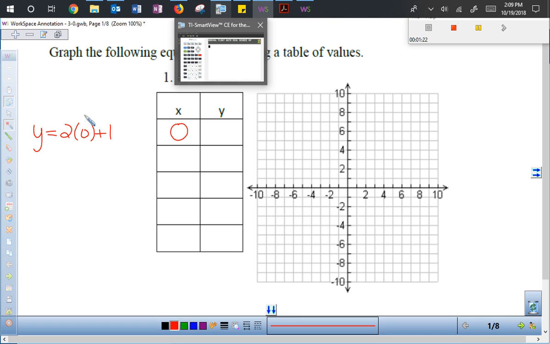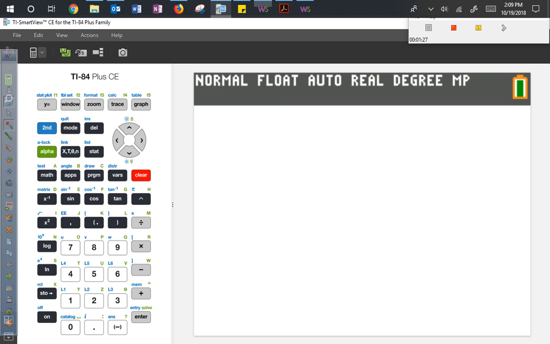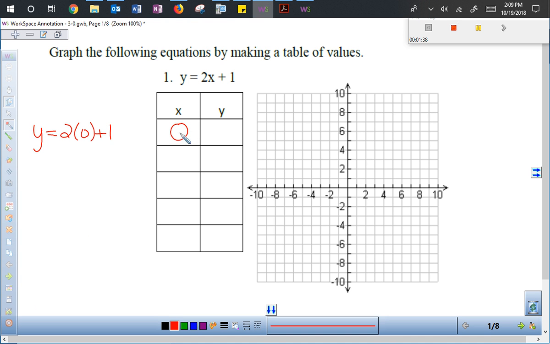You're going to put it in exactly like you see it here, this 2 with the parentheses and the 0 and the plus 1. So we're going to say 2, open parentheses, 0, close parentheses, plus 1. That's saying 2 times 0 plus 1. And we get a result of 1 back. So when my x value is 0, it's going to give me a corresponding y value of 1.